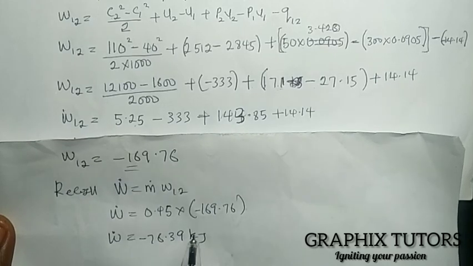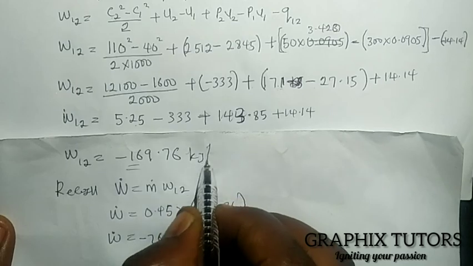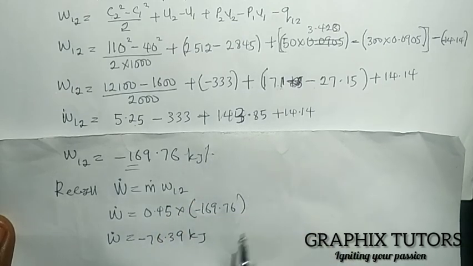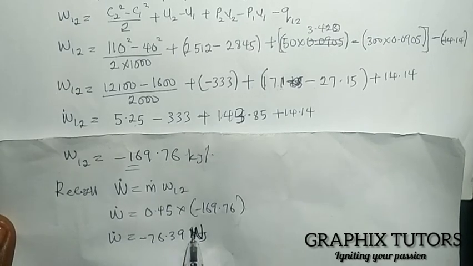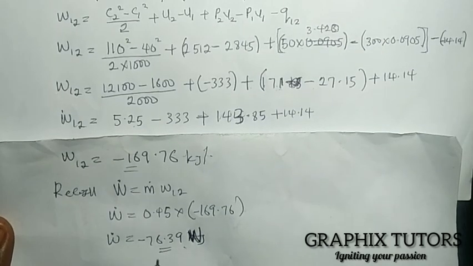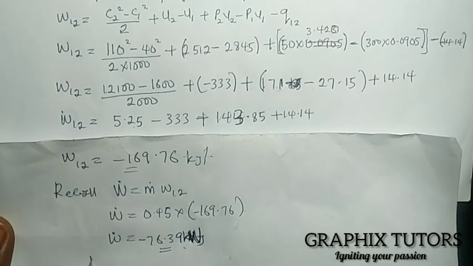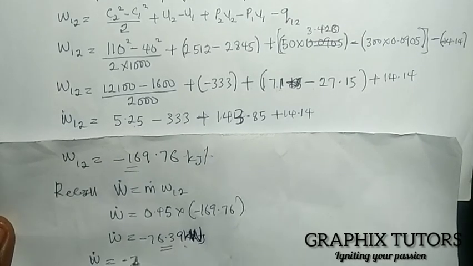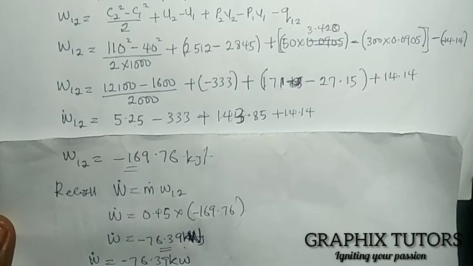Kilojoule, right? And this is in what? That's kilojoule in what? In watts, because it's power. So this will be our watts here. Since it's in kilo, it will be in kilowatts. So I can see that the power is minus 76.39 kilowatts. So that's our answer.